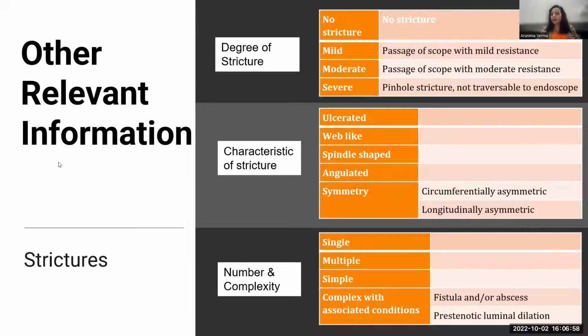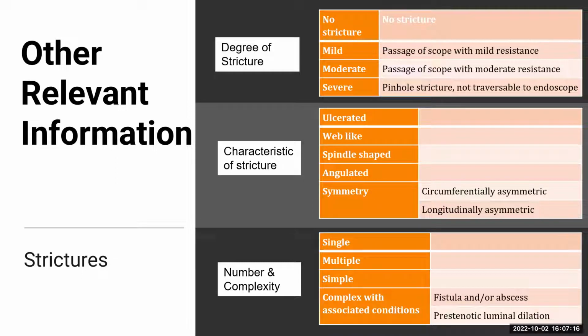They are like degree of stricture. When we talk about degree of stricture, it could be no stricture. There could be mild, and this is an endoscopic kind of classification. So mild when there is mild resistance to passage of scope, moderate when there is moderate resistance, and severe when there is a pinhole stricture which cannot be traversed by the endoscope.